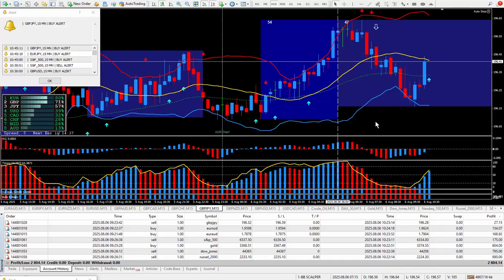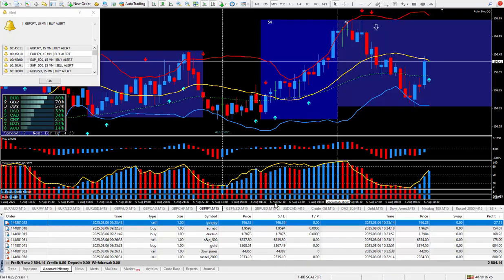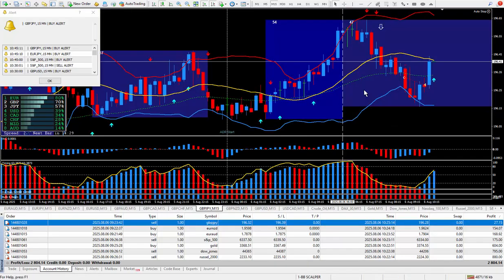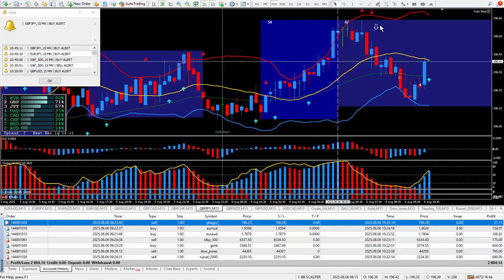Okay, now we can take a look at these trades I've taken. First one was the pound yen. So let's drag and drop this up first of all, see where I got in at. I wanted to be selling. There's the arrow for the daily trade plan plus super signal arrows.